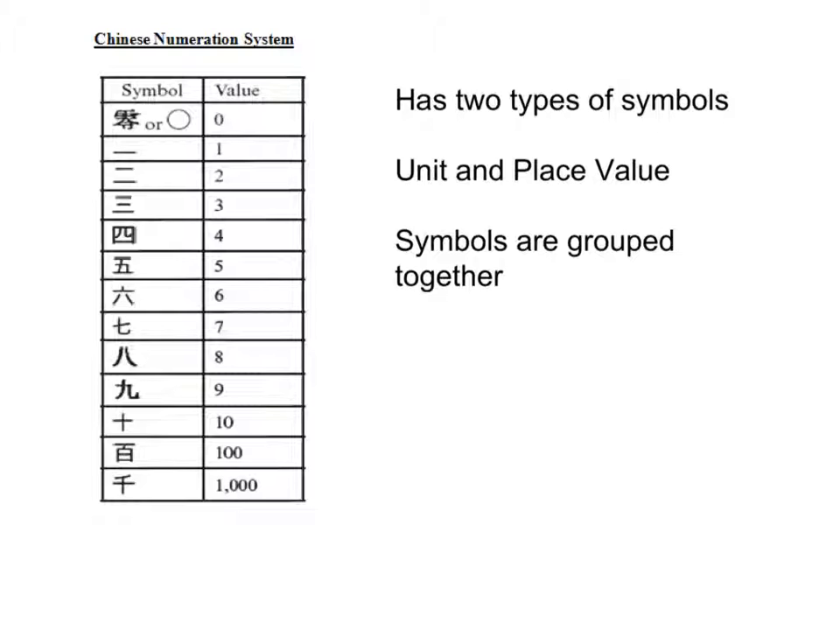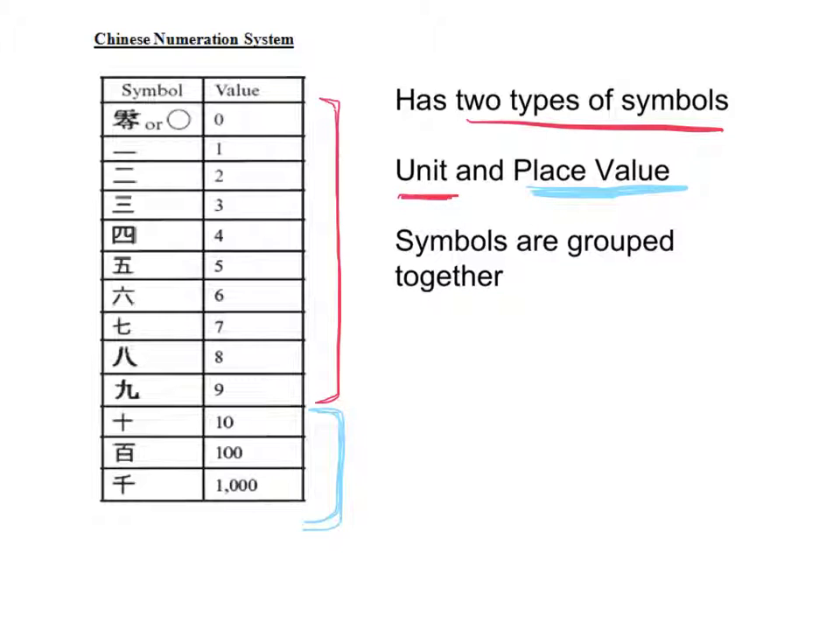Now, they had two types of numbers that they used. So they had two symbols, and that's the key thing to note. There's one symbol for the units, which 0 through 9 are the units here. And then they used another system to represent the place value. So all the place values here. So if we had more than just 1 through 9, if we had 10, we start to use the place values.